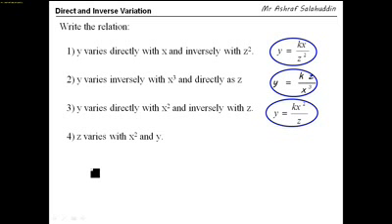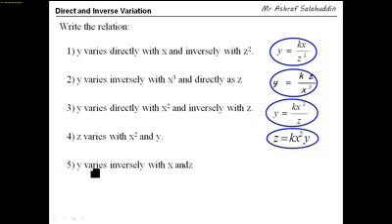Z varies with x power 2 and z and y, so we write it as z equals kx power 2y. And finally, y varies inversely with x and z. We write it as y equals k over xz.